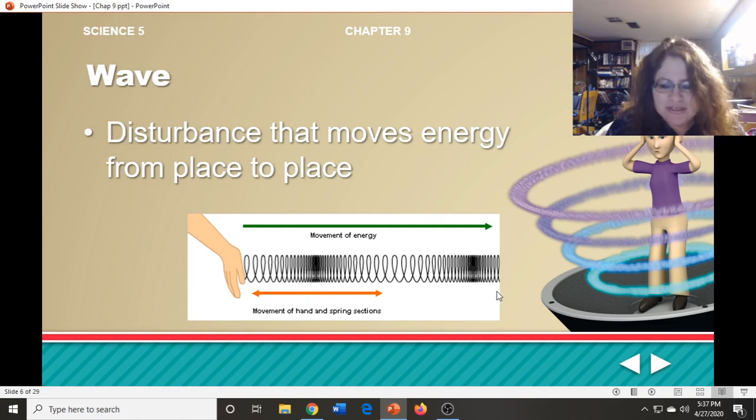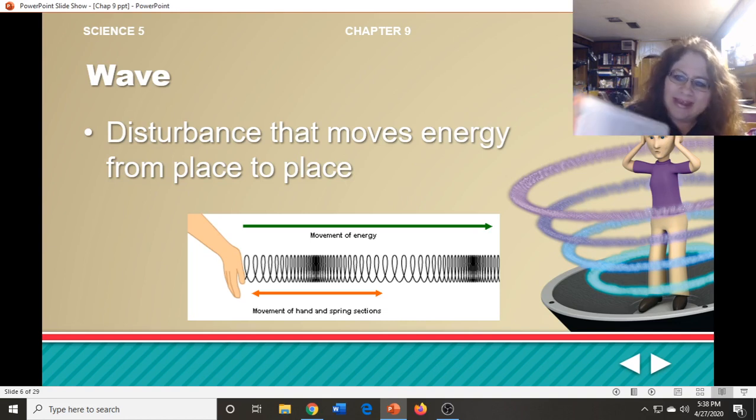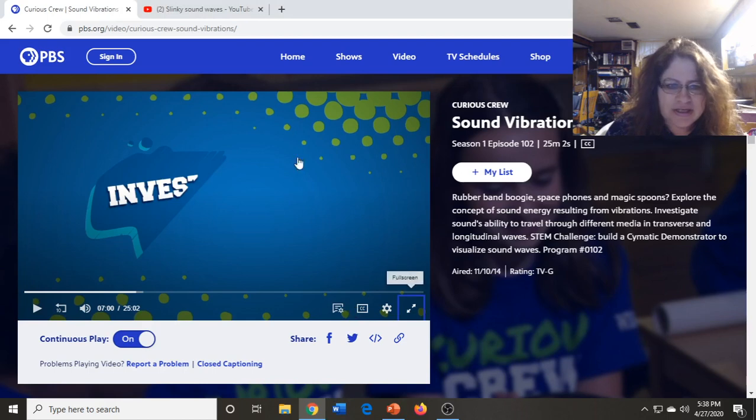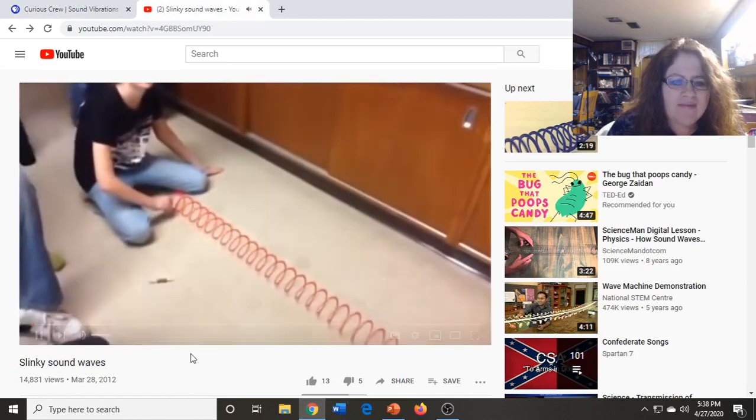Now, it might remind you of a slinky, which is what we would use to demonstrate what a sound wave actually looks like. Unfortunately, my slinky is at school in the closet, so I don't have it here. But I did find a video of kids using a slinky to show what the sound wave looks like. So it's really short. I'm just going to show you. This is what I would have shown you if we were at school. Watch the motion of the slinky.